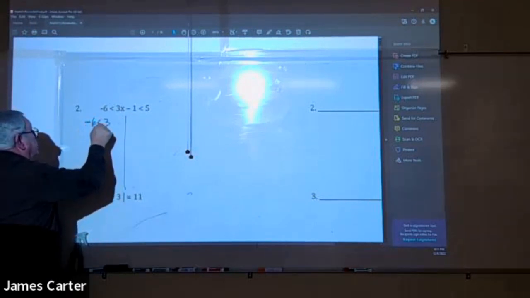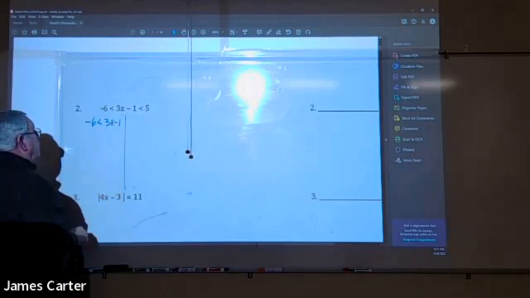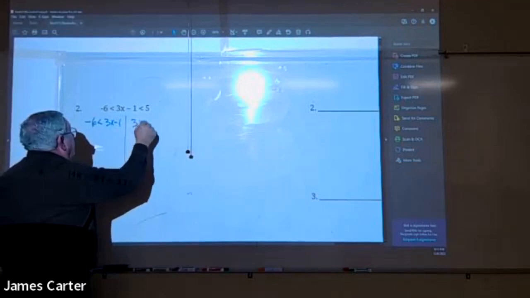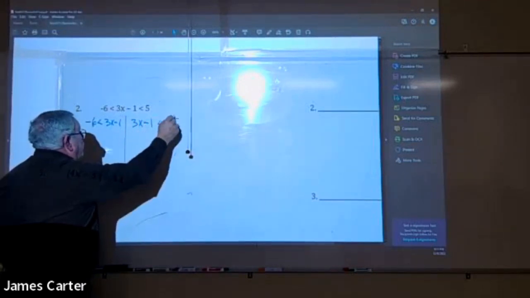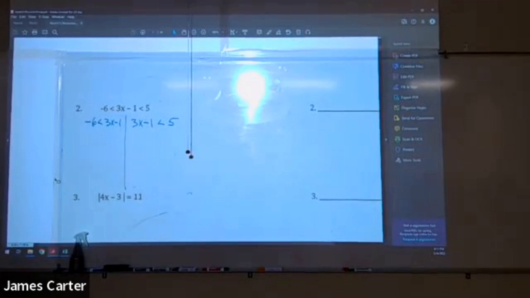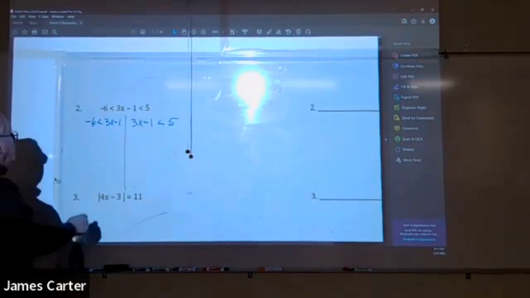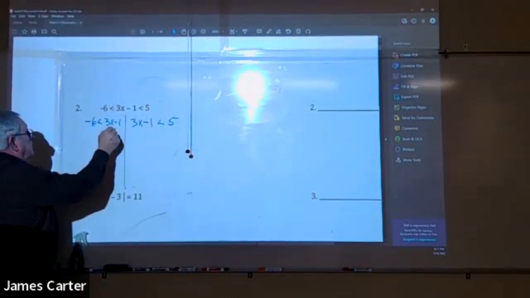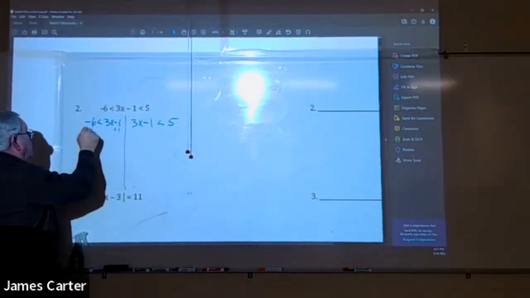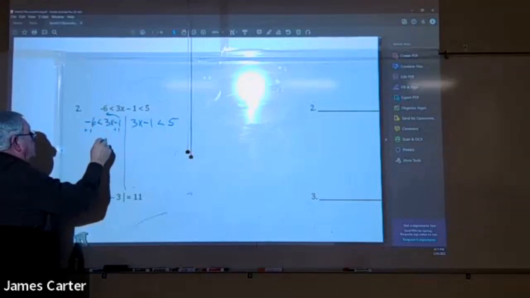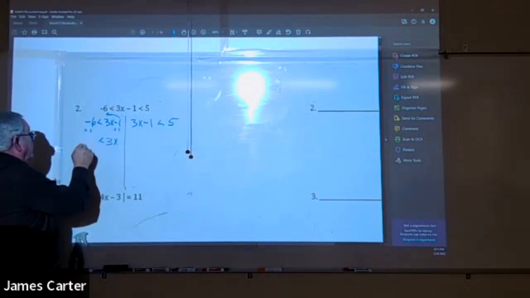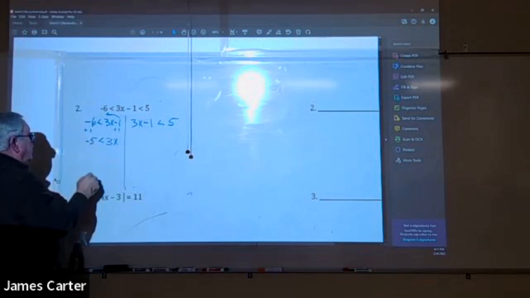-6 less than 3x minus 1. And you got this side, 3x minus 1 less than 5. And then we just have to work these two problems. Well, let's take this over to the other side, +1 +1. So we get 3x. Symbol still stays the same so far anyway. And we get -5 here.